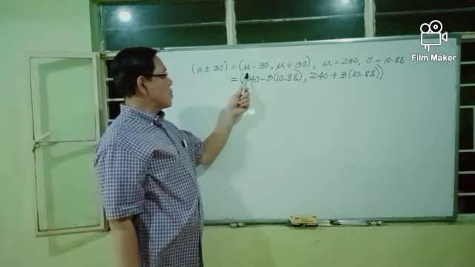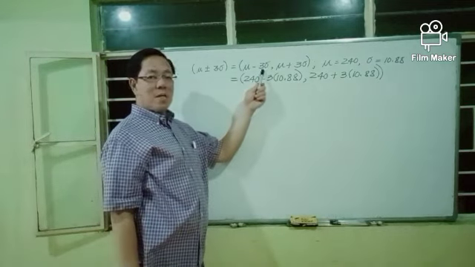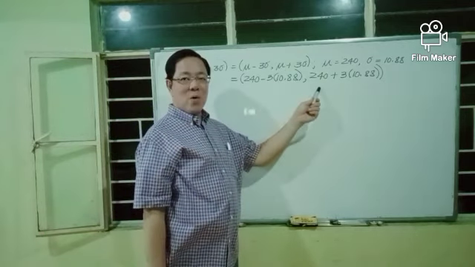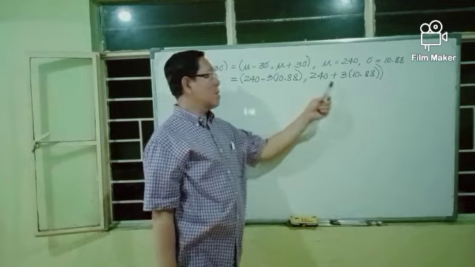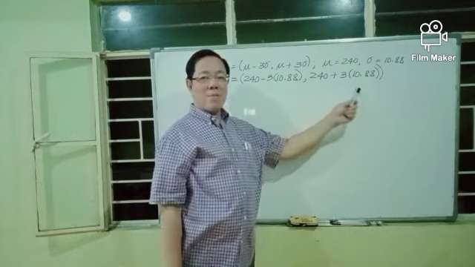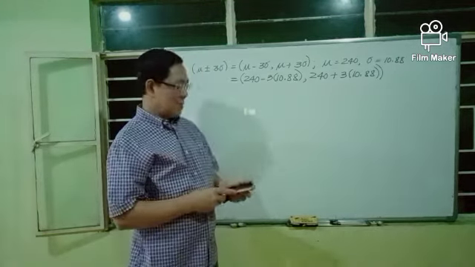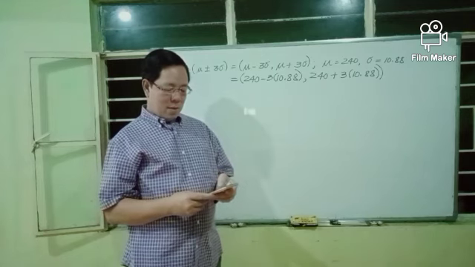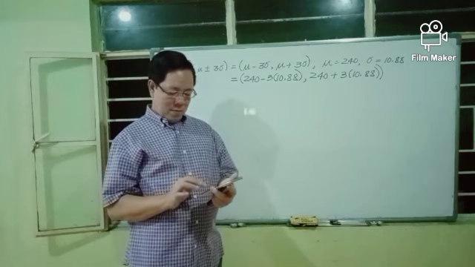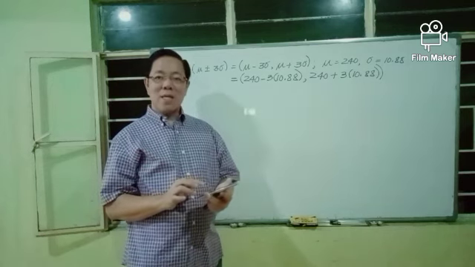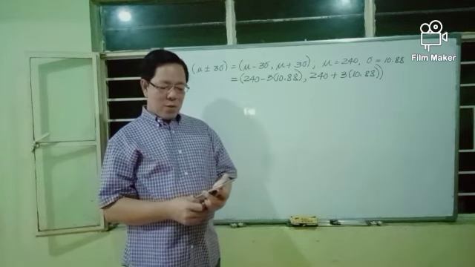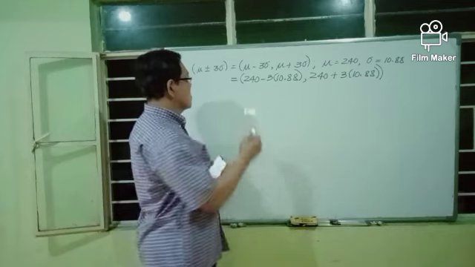Substituting the value of mu, 240 minus 3 times sigma, 10.88, is the lower limit. The upper limit is mu, 240, plus 3 multiplied by sigma, 10.88. And we compute this lower limit and upper limit using our calculator. We start with the lower limit, 240 minus 3 multiplied by 10.88. And you should get 207.36.